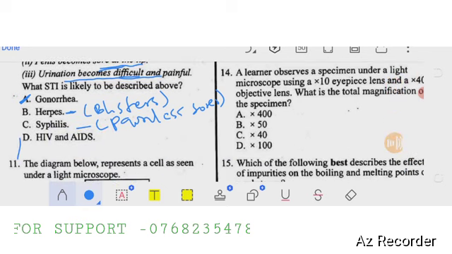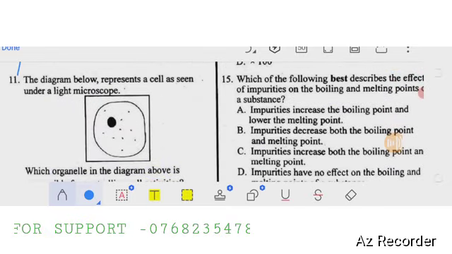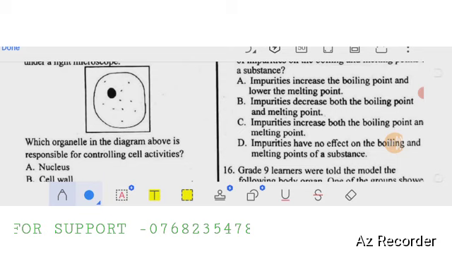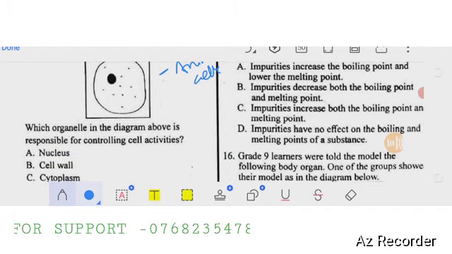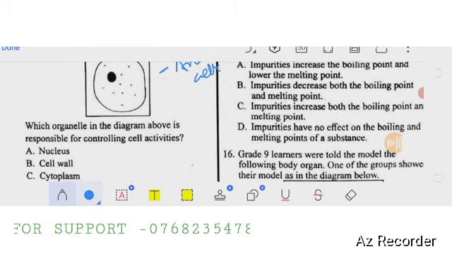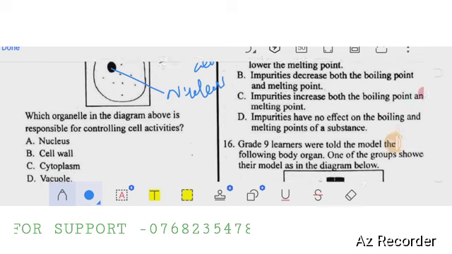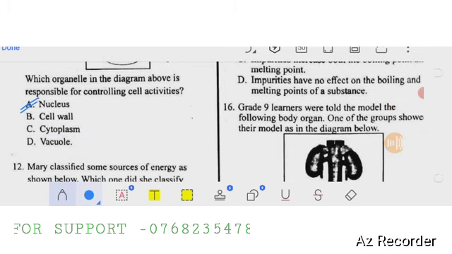Question 11. The diagram below shows a cell as seen under a light microscope. The way the cell is, it is irregular, and it's an animal cell, because animal cells are always irregular. They don't have a definite shape. So the organelle in the diagram responsible for controlling cell activities is the nucleus. Nucleus controls all the activities of the cell. So the answer becomes A.